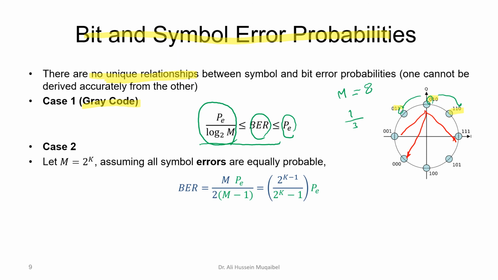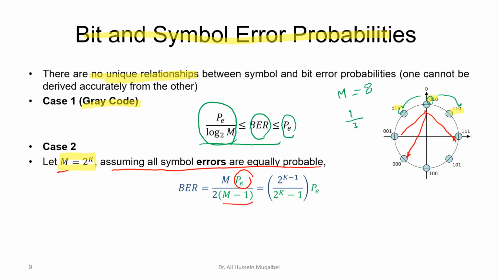In the second case, we'll consider an example where capital M equals 2 raised to k, where k is the number of bits, and of course M is the number of symbols. If we assume that all symbol errors are equally probable, you can make a mistake by going anywhere, and they are all equally probable, then the probability of error for all of them is going to be divided by all possibilities. This is the probability of making error.